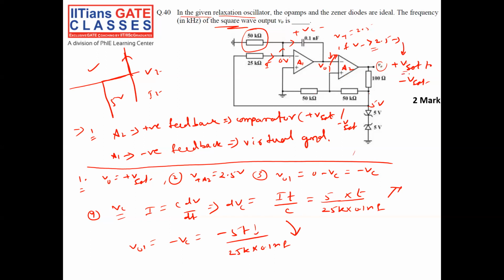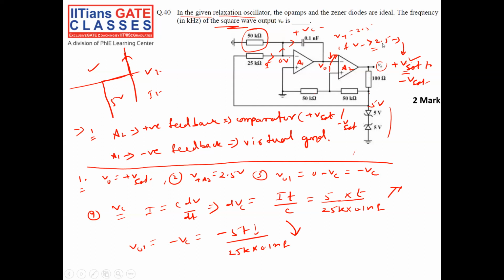Whenever my output V0 is plus Vset, if my V01 goes on increasing, then a point will come when it will cross 2.5 volt, and then my V0 will change from plus Vset to minus Vset, which is not happening here. So there is a bug in the circuit. The output is not a square wave, it is a constant plus Vset. So I think everyone should get the mark for this question.